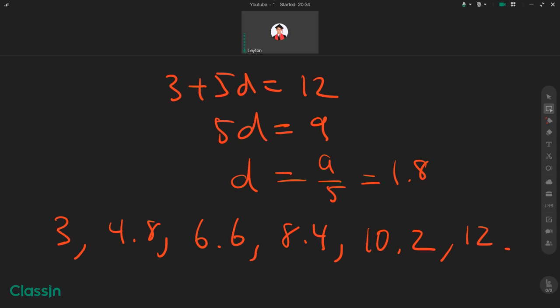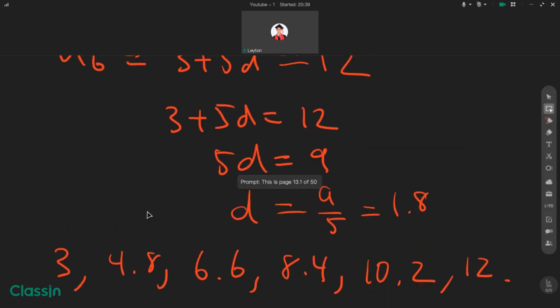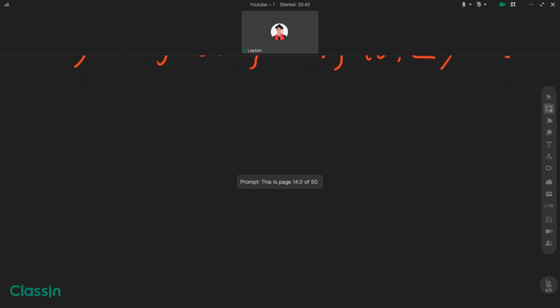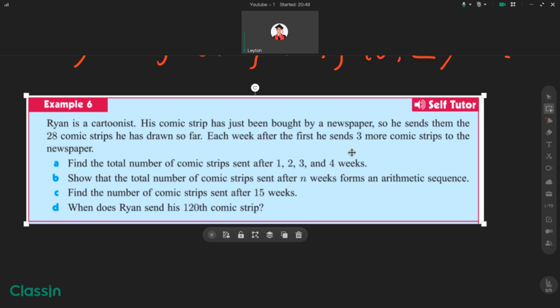All right, I'm going to do one last example. Ryan is a cartoonist. His comic strip has just been bought by a newspaper, so he sends them the 28 comic strips he has drawn so far. Each week after the first, he sends 3 more comic strips to the newspaper. Find the total number of comic strips sent after 1, 2, 3, and 4 weeks.